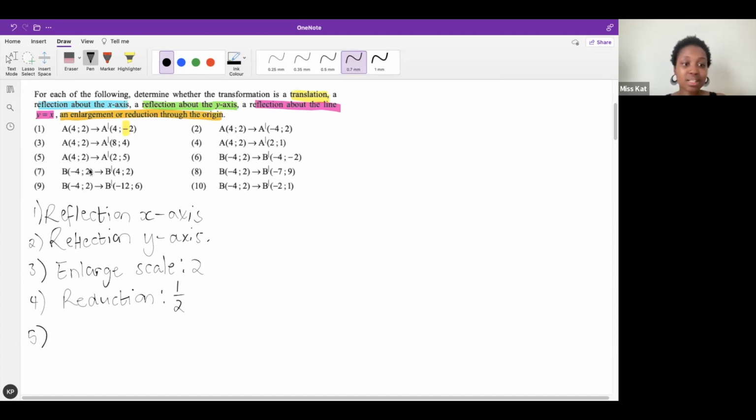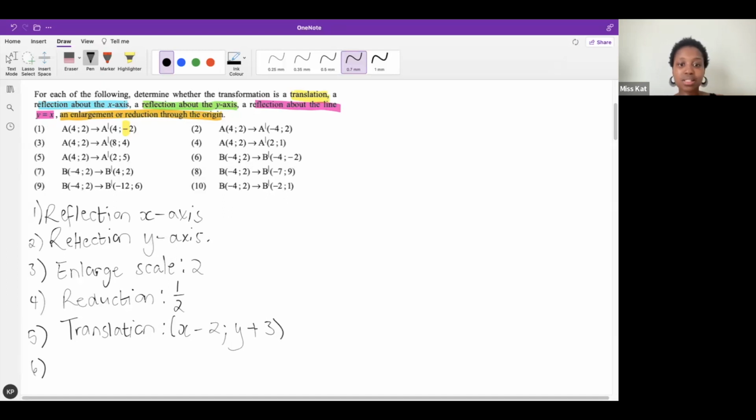What happened by number 5, guys? You can see that it's not a reflection, right? What else could it be? It's not an enlargement. Nice, Tashrika. We translated it, so it's a translation. Okay, and the rule is x went from 4 to 2, so it went -2, right? And then y went from 2 to 5, so it's +3.